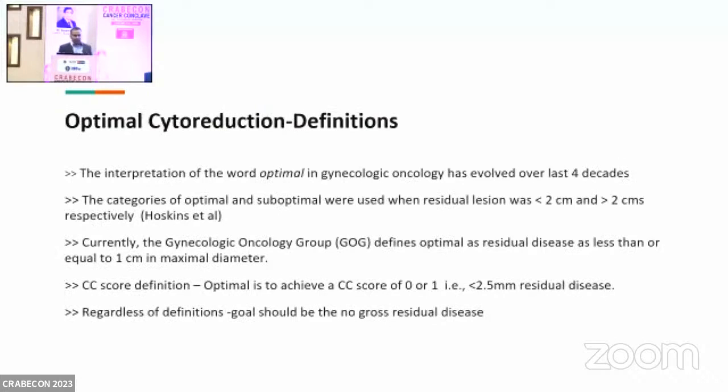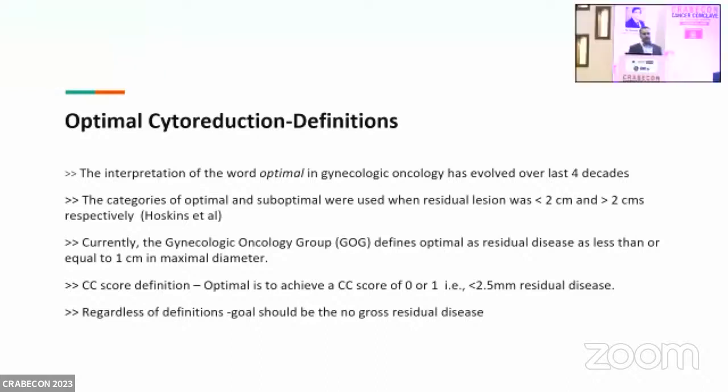So what is the definition of optimal cytoreduction actually? This definition has evolved over the last 4 decades, and the first definition was given by Hoskins group, and they described it as optimal and suboptimal when tumor was less than 2 cm or greater than 2 cm respectively. What is the GOG definition? Optimal cytoreduction is when the residual tumor is less than 1 cm.